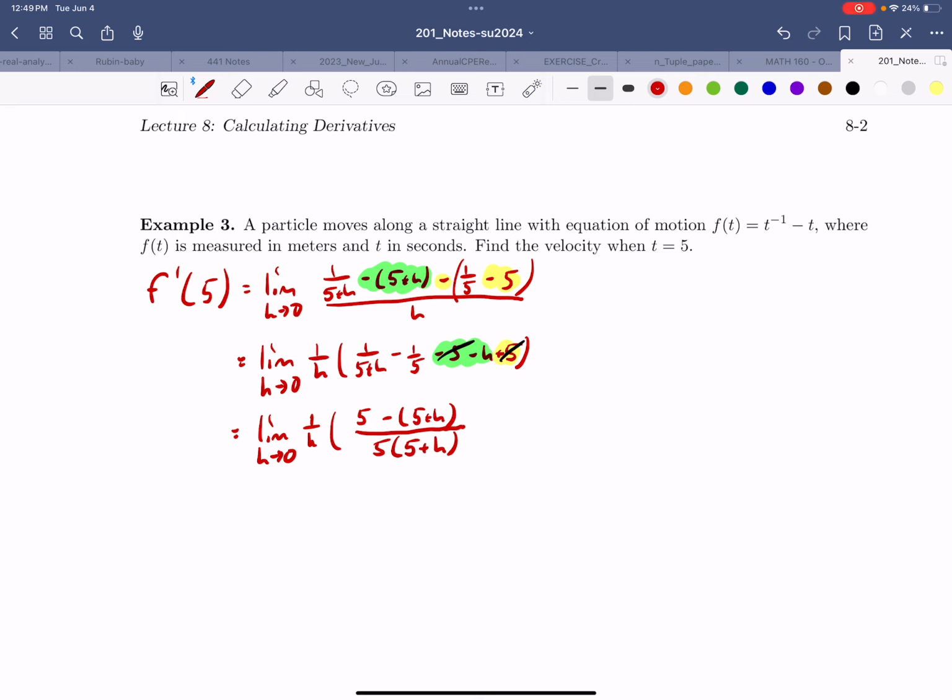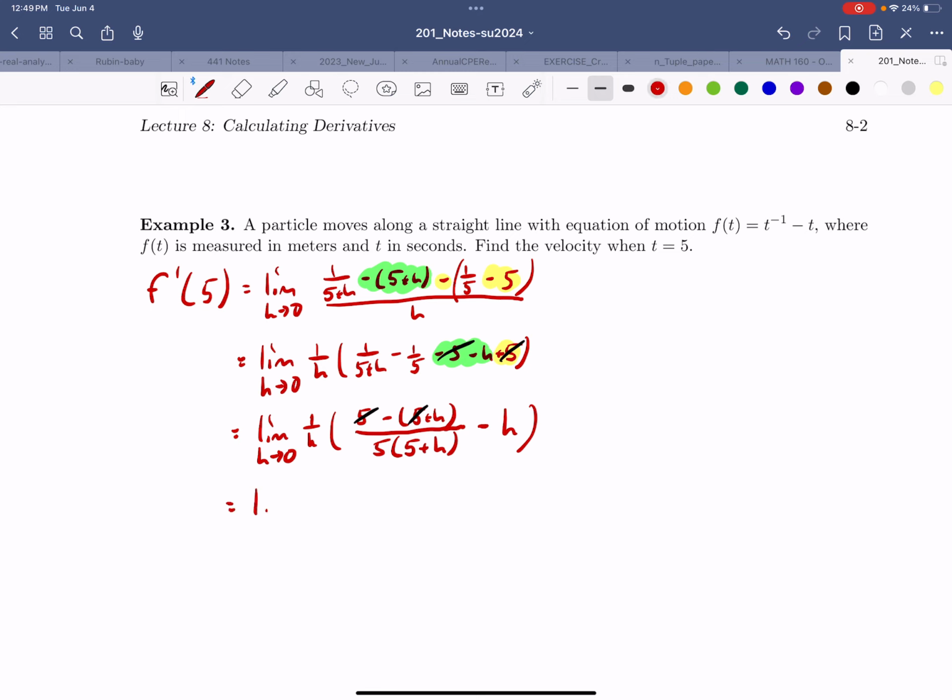Right? And then don't forget about that hanging minus h. Okay? It's a little bit nastier than normal, right? Well, what's going on here? Do we see anything we can simplify? Hope you see it, right? We can cancel the 5s.